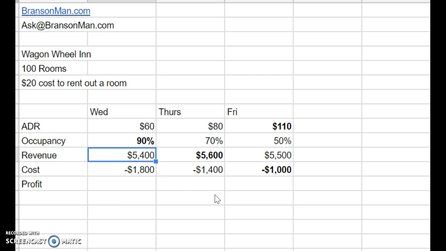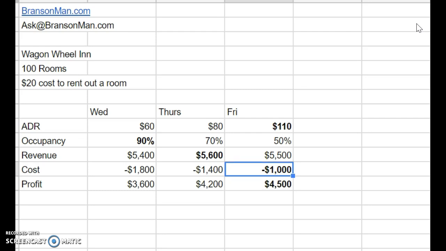Now profit. This is how much money we brought in. This is how much cost we incurred. So the profit. That leaves us with $3,600. On this day, we end up with $4,200. And on Friday, $5,500 in revenue minus $1,000 in cost leaves us with $4,500 in profit. So our winner here, our clear winner, is Friday.